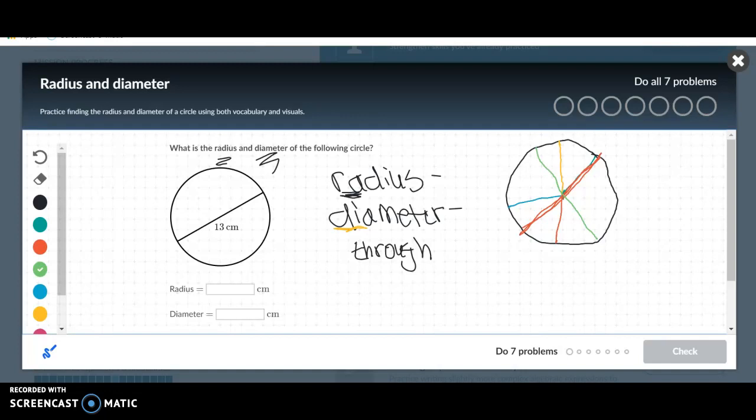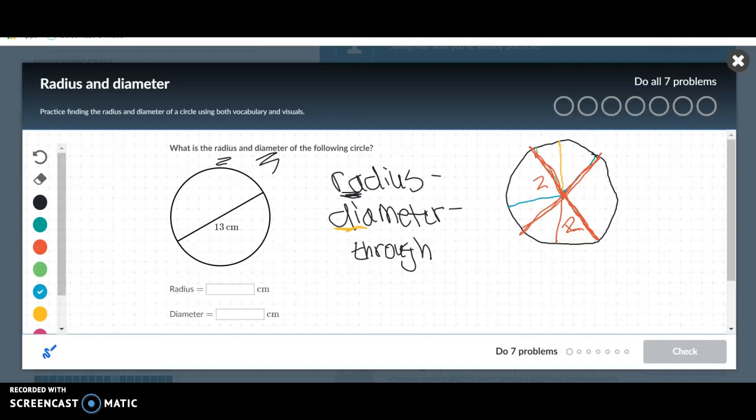So the diameter, what you'll notice is that a radius is actually 1/2 the length of the diameter. So if this radius is 2, and this radius is 2, then the full length of that diameter, the two radii together, would be 4.